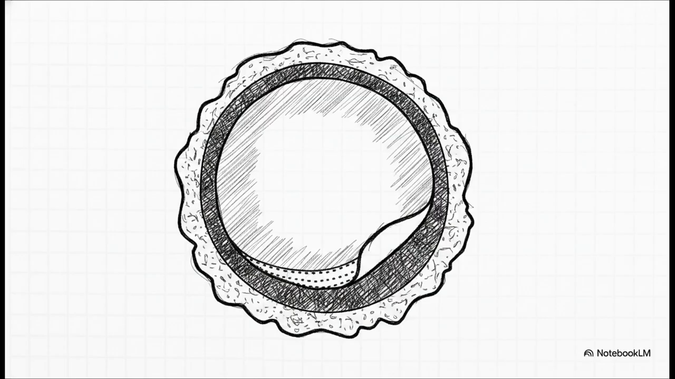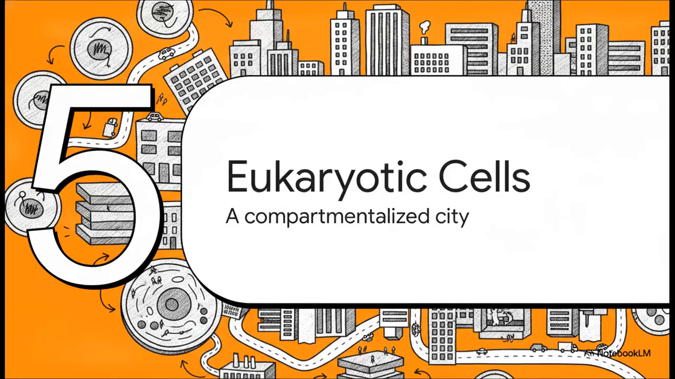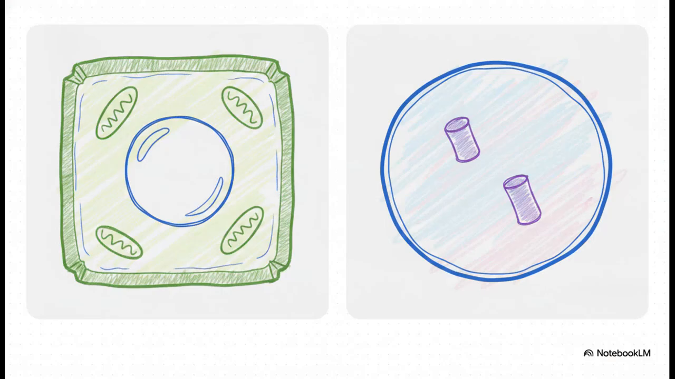And finally, on the inside, there's the selectively permeable plasma membrane. Now, even though these are three distinct layers, they work together perfectly as a single, highly effective protective unit. Moving to Section 5, eukaryotic cells. So if a prokaryote is that rugged one-room workshop, the eukaryotic cell is more like a bustling, heavily compartmentalized city.